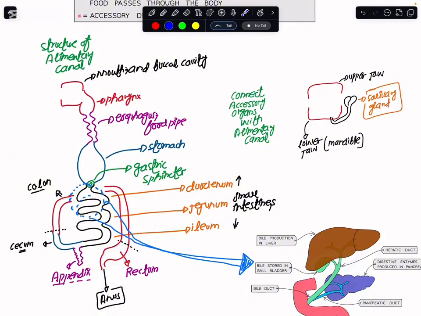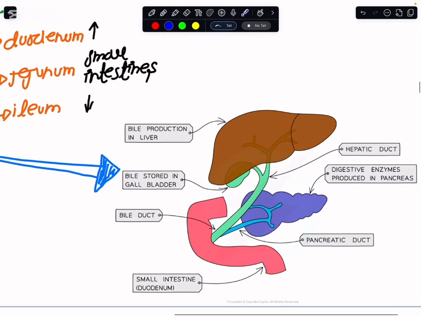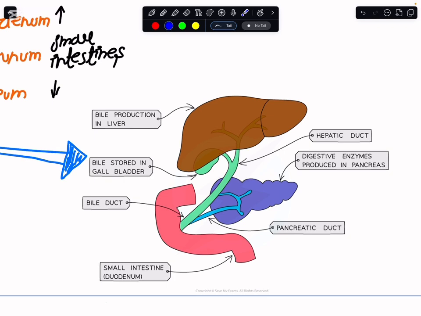Now, here we have to simply see how we would be able to connect these small intestines to the accessory organs. So you just see that this is the duodenum, to which I would be connecting the accessory organs. So you see, this is the diagram I have got with me. Here we have the first part of the small intestine. And to the first part of the small intestine, this major gland is being connected. And this is what we refer to as the liver.